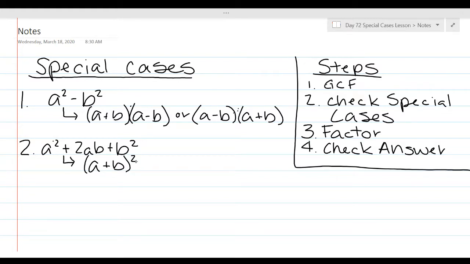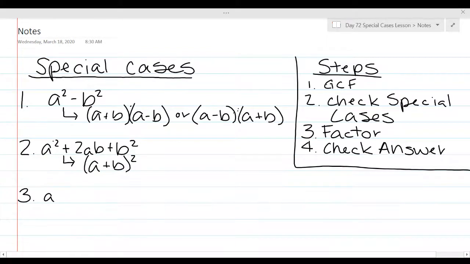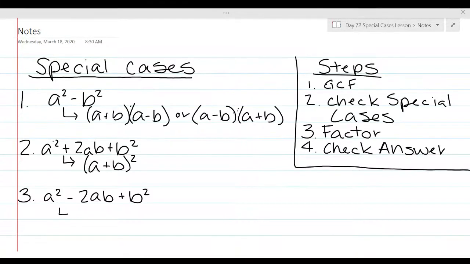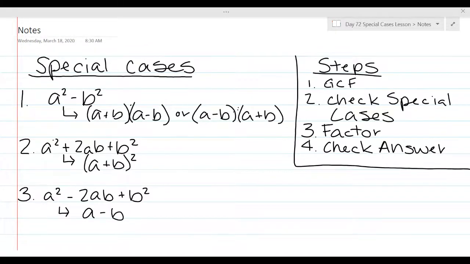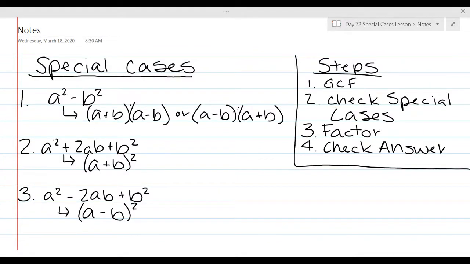Our last one is going to look like a squared minus 2ab plus b squared. And when you factor this one, it's going to be a minus b squared. Okay, so those are going to be our 3 types of special cases. We're going to look at a few examples of each one today. So let's go and look at those.